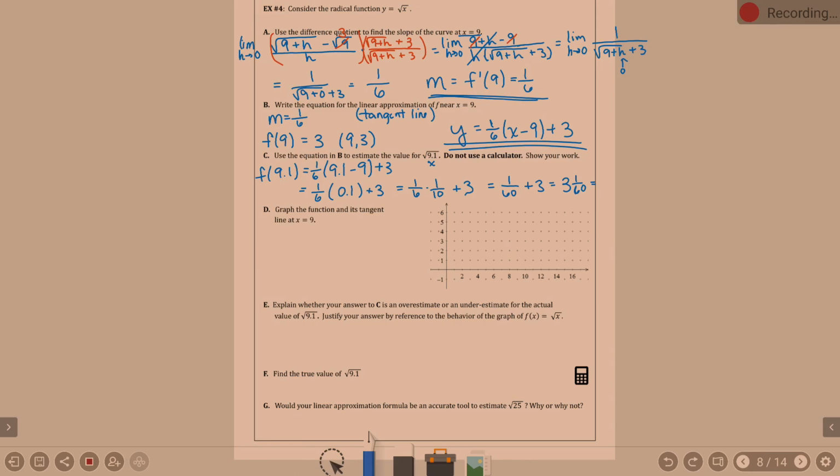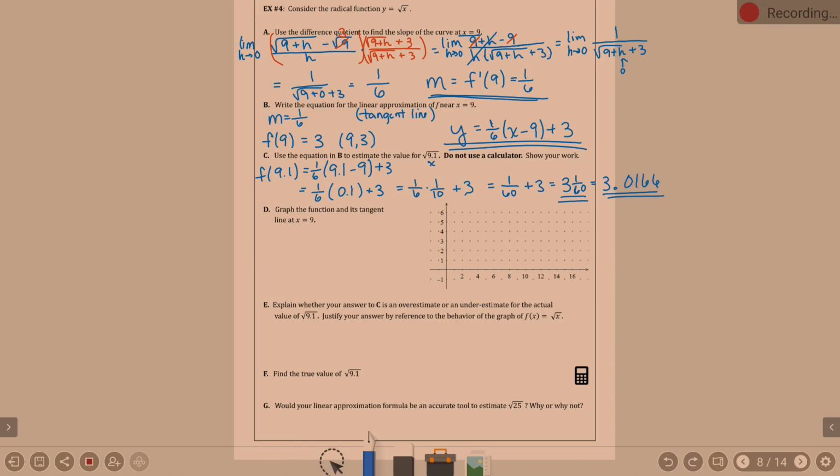This part would be with a calculator for me, but 3.0166 is what it is. That's the decimal. Now, here's the deal. 3 and 1/60th. I think Aiden, someone was getting the improper fraction. Okay, that's doable too, right? Whatever you need to do there. Okay.